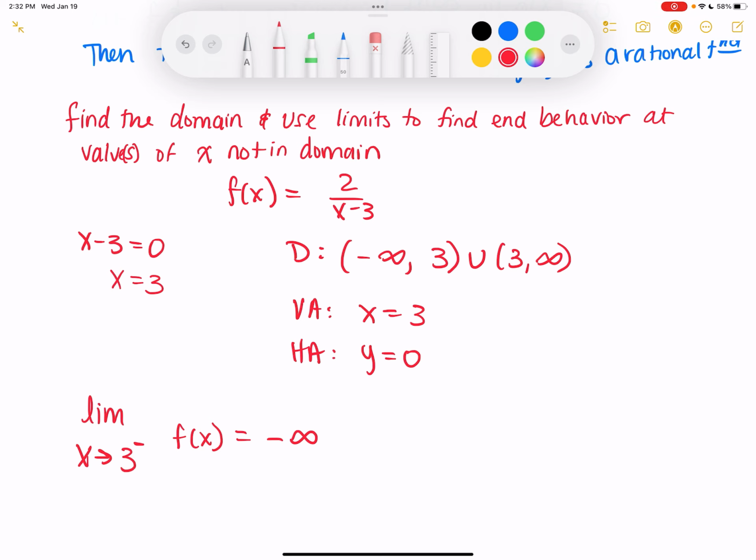And then if we did the same thing from the other side, the limit as x approaches 3 with the little plus sign, that means from the right, of f of x, we're looking at a number like 3.0000001. And then minus 3 gives you that 0.0000001 on the bottom. So 2 divided by essentially a really small number gives you a really big number, and it's positive, so that's giving you infinity.